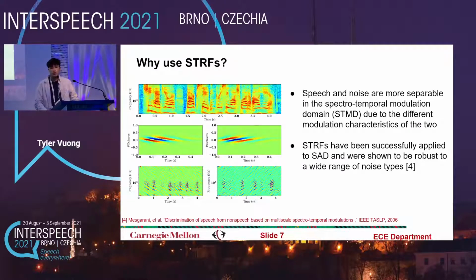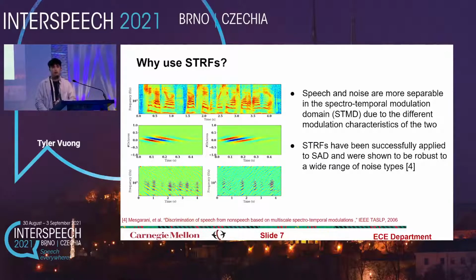So the question is, why do we even use STRFs? We use STRFs because we can obtain the spectro-temporal modulation domain by using a bank of 2D STRFs, where each STRF is individually tuned to a very specific modulation pattern. If you convolve it with the input representation, then you obtain this modulation domain. And now that we have this modulation domain, you could pass it to a neural network, and now the neural network is learning speech activity from the modulation domain rather than the standard time frequency domain.